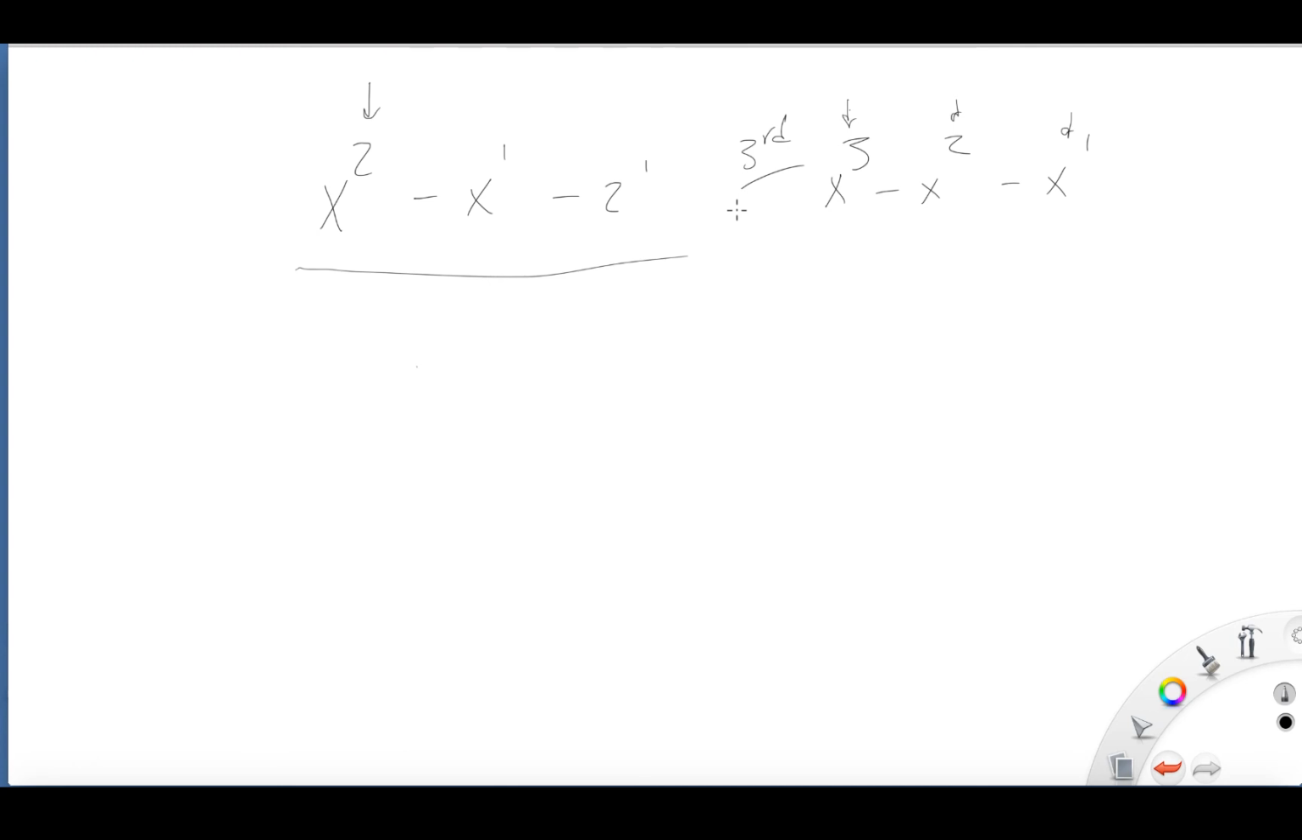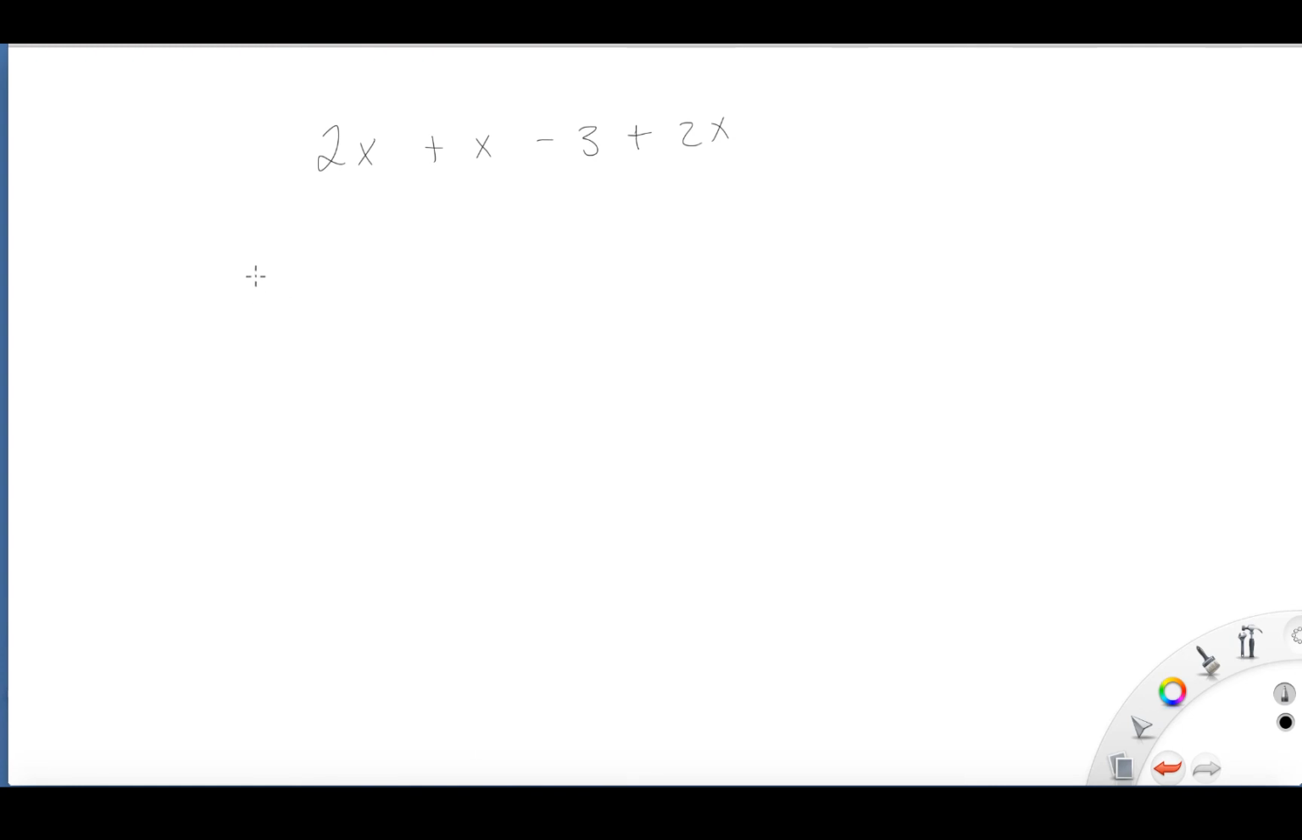Let's look at something that your textbook talks about as far as like terms and unlike terms. I'm going to look at it in the form of this example: 2x plus x minus 3 plus 2x. Tell me what are like terms. There are three like terms. Anytime you see a letter by itself, just put a picture of 1 in front of it, because it's basically 1x, except in algebra, we don't show that 1.